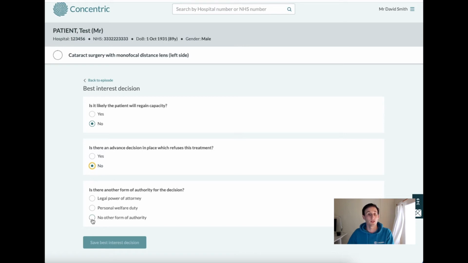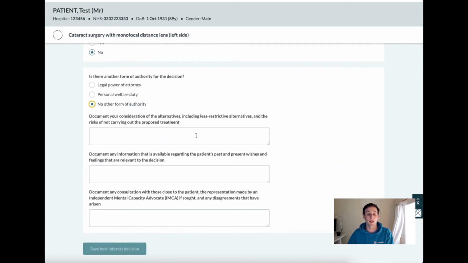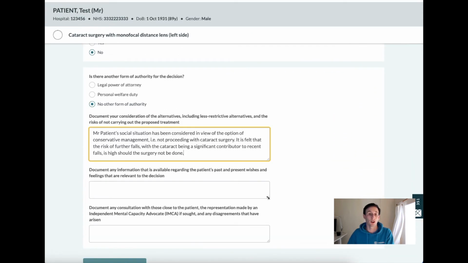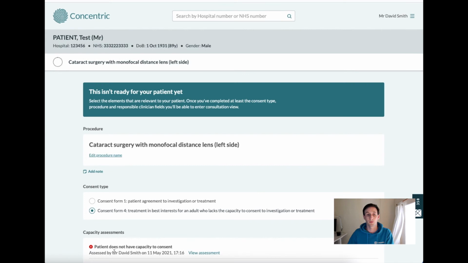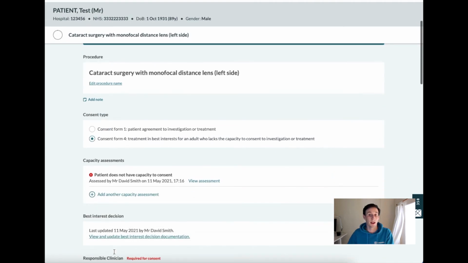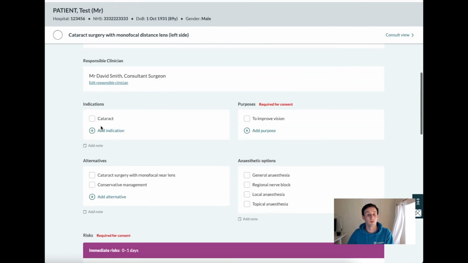In this example, there is no other form of authority, so the responsible clinician becomes the decision maker. Here we document the consideration of alternatives, the patient's past and present wishes, and consultation with others. The other elements are then selected as per the other consent form types, at which point the action bar will say, "Ready to proceed."